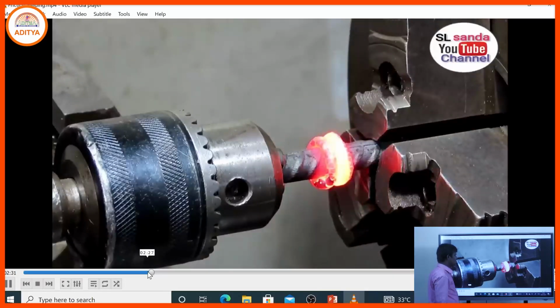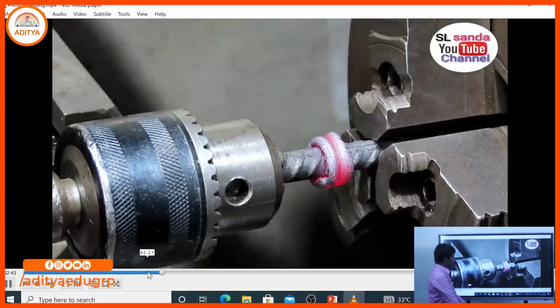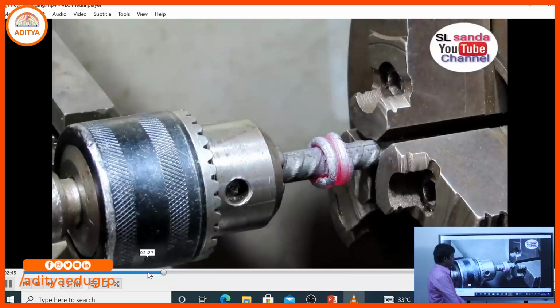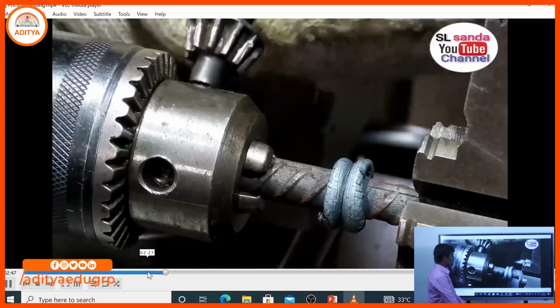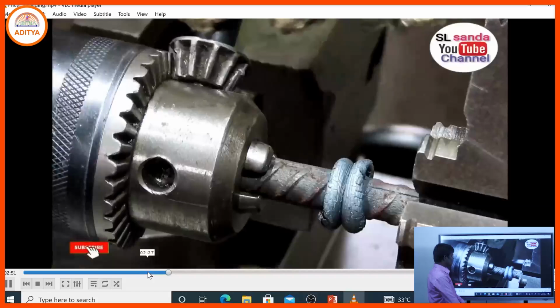After the welding operation, we stop the machining operation, means we stop the chuck. After a certain time it will be cooled and the red hot condition will be converted into a solidified weld zone. Then we open that rod.